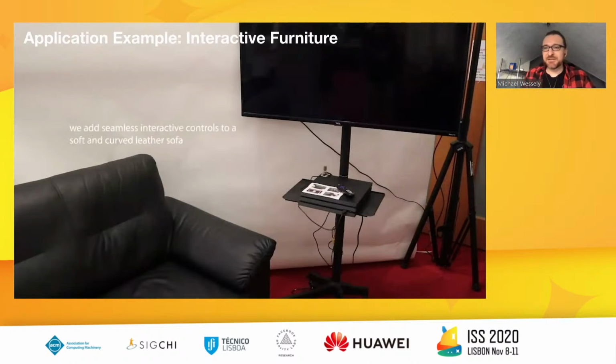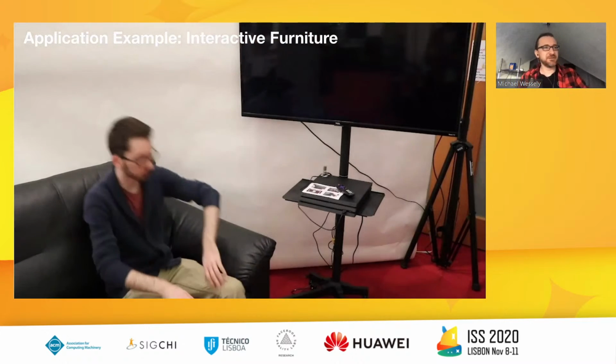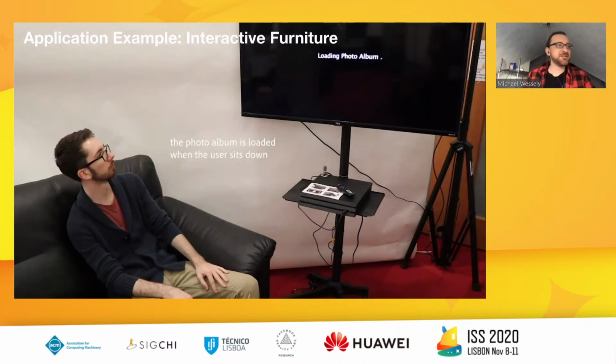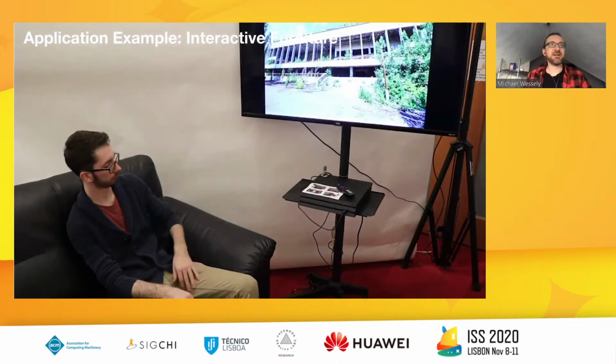What you see here is an interactive sofa. We sprayed it with a transparent conductive material that fully integrates into the design of the object, so you can't see it anymore. A bunch of touch sensors: when you sit down, the system recognizes that a user is there and starts a photo album.